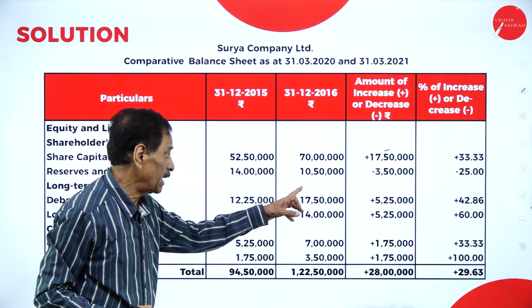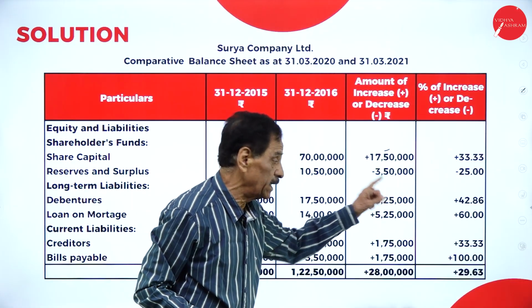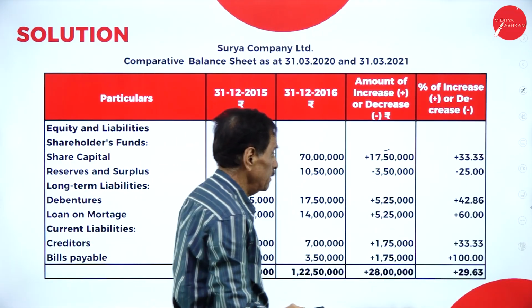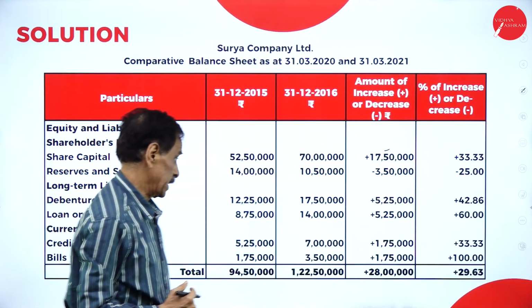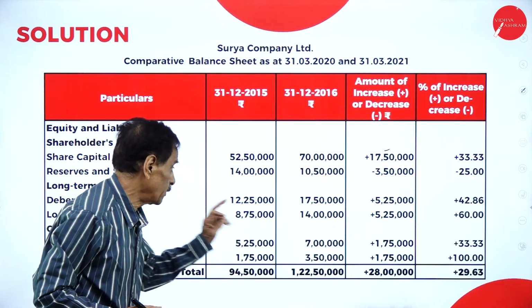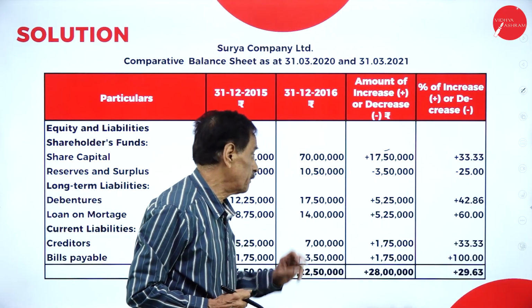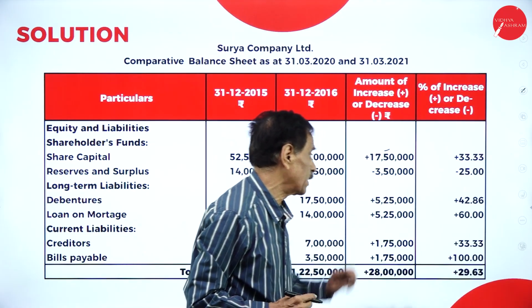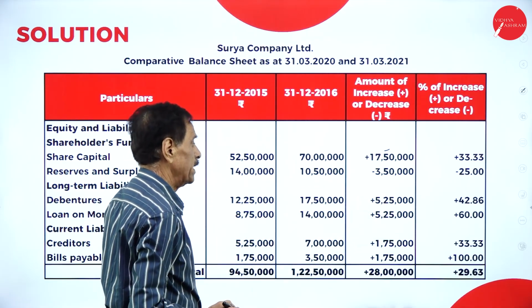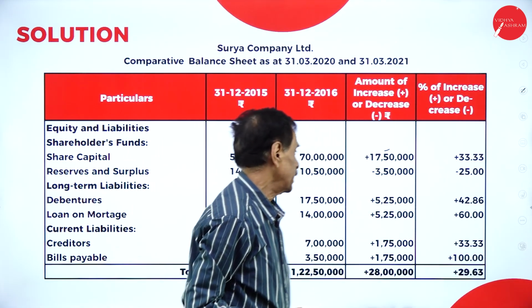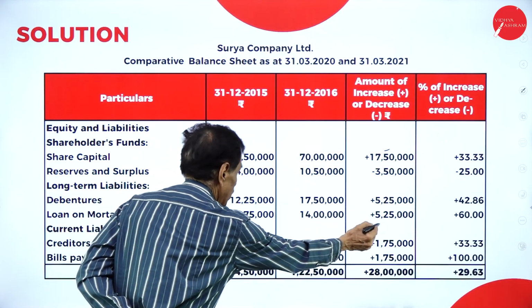14 lakh to 10 lakh 50,000, there was a decrease of 3 lakh 50,000. 3 lakh 50,000 divided by 14 lakh into 100 is 25%. Then 12 lakh 25,000 to 17 lakh 50,000, there was an increase of 5 lakh 25,000. 5 lakh 25,000 divided by 12 lakh 25,000 into 100 is 42.86%.